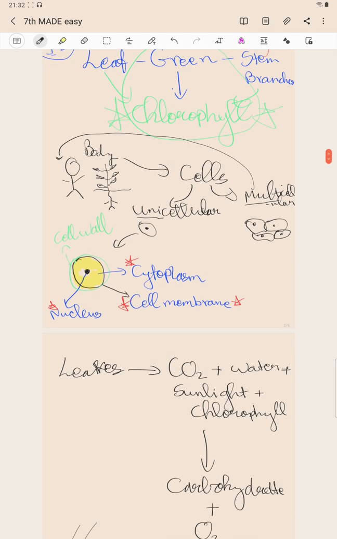Now we discussed cells. Cell is the basic unit of life. There are organisms which are unicellular, that means they contain only one cell, and there are organisms which contain many cells, such as humans, which are multicellular. The usual structure of a cell is represented here. An animal cell contains a cell membrane, which is the outermost layer, a cytoplasm, which is a jelly-like substance between the nucleus and the cell membrane, and a nucleus, which is a spherical object in the center of the cell.